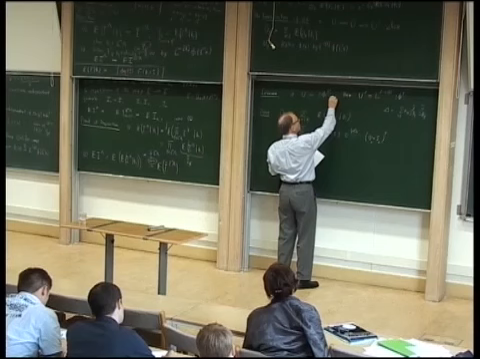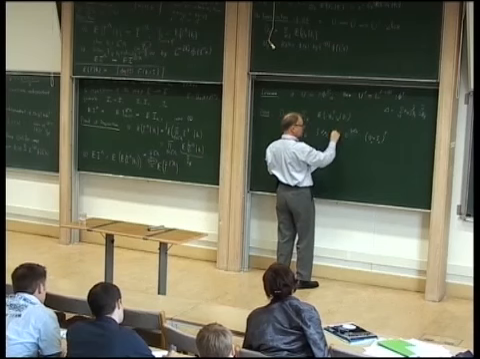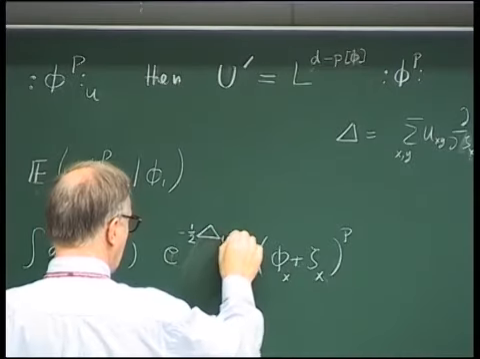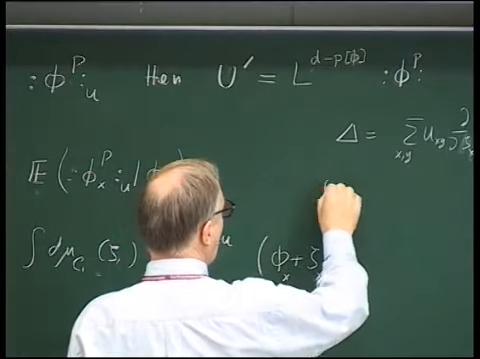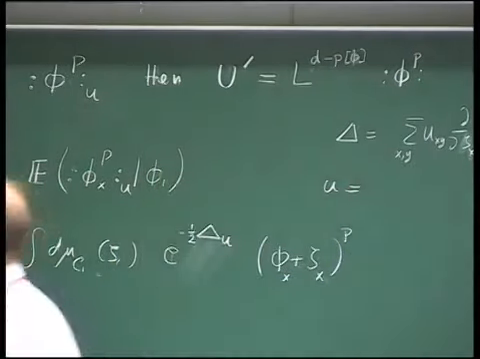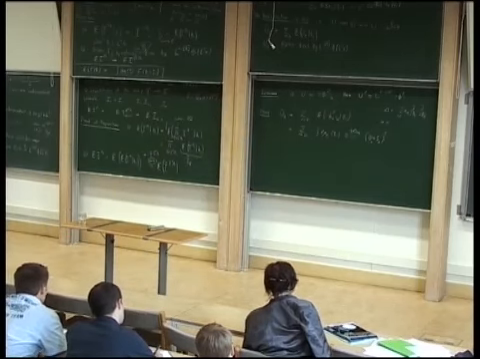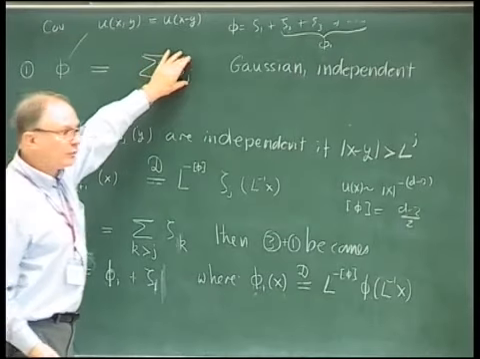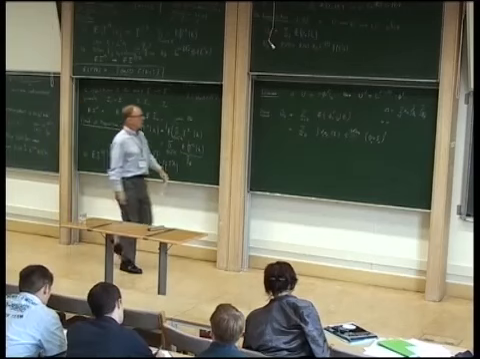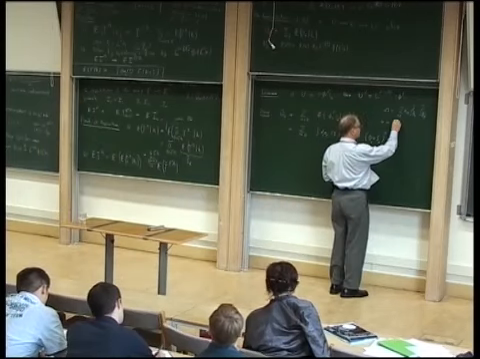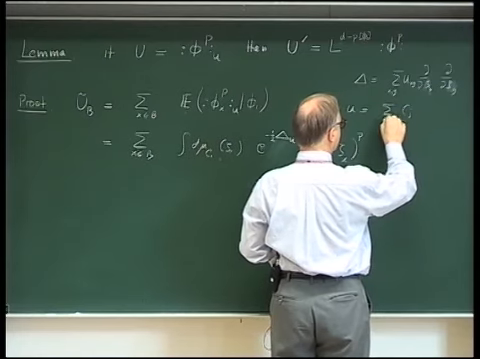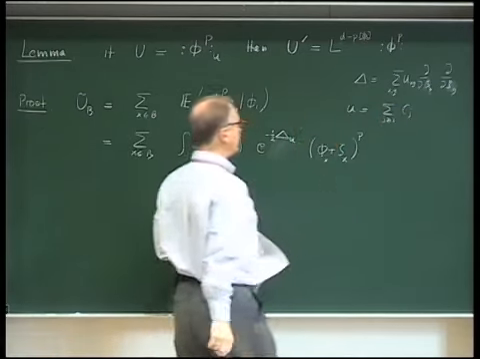Let's call it u. Where u, being the covariance of the field phi, you remember that I told you last time that the covariance of this field is going to be the sum of the covariances of all of those. So it's the sum of C_j's, starting at 1.